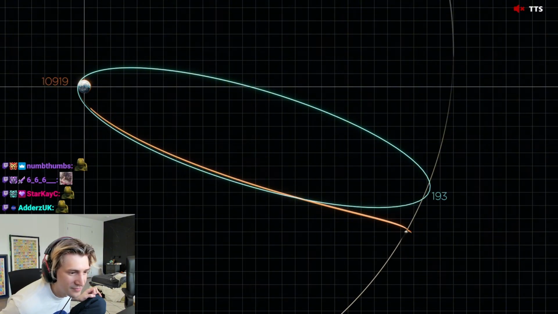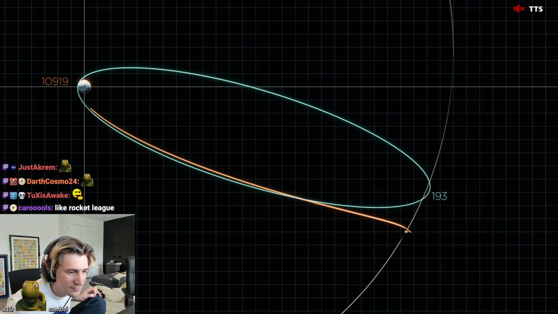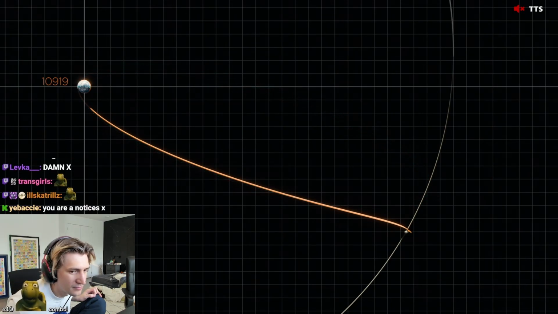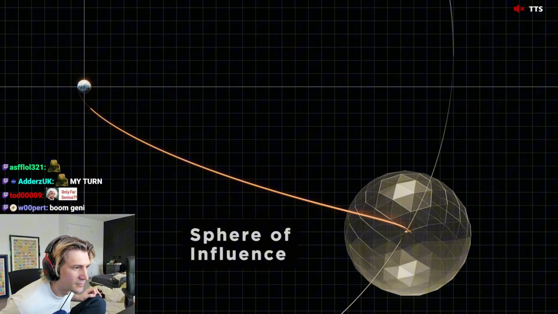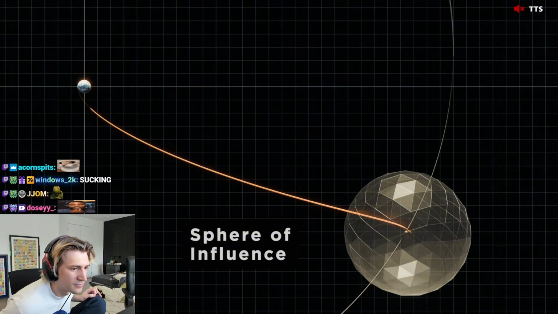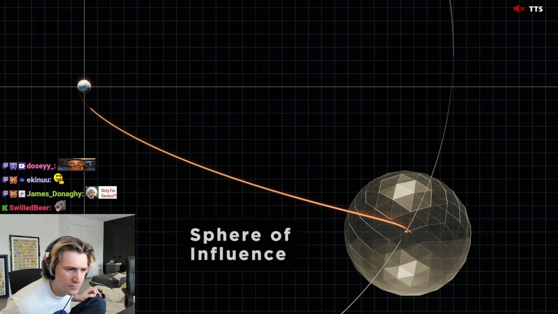And space nerds, I'm sure, will note that at some point the ship enters the moon's sphere of influence, which is when the moon's gravity exerts more influence than the Earth's gravity. But changing to that frame of reference is confusing and only really necessary if you're doing patched conic math and or orbital maneuvers around another body.